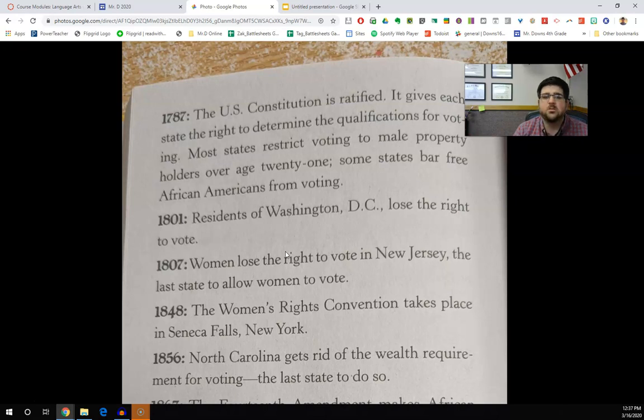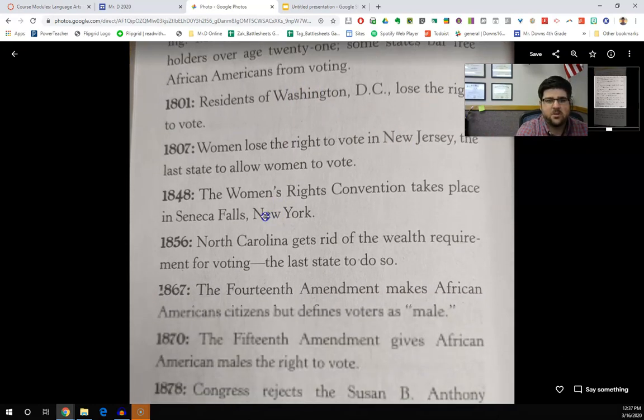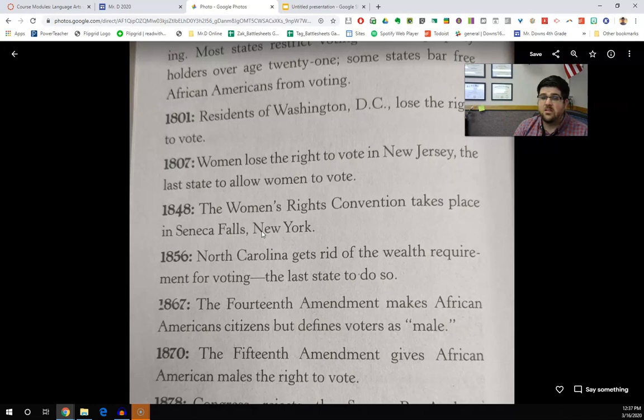So for rich people, and most states restricted it to male, so men that were over the age of 21, and some states bar free African Americans from voting. So if you were a black person, you could not vote. In 1801, the residents of Washington, D.C., they lost their right to vote. 1807, women lost their rights to vote in the state of New Jersey, which was the last state to allow women to vote. So after 1807, women did not have the right, and there were no women in the United States that had the right to vote.